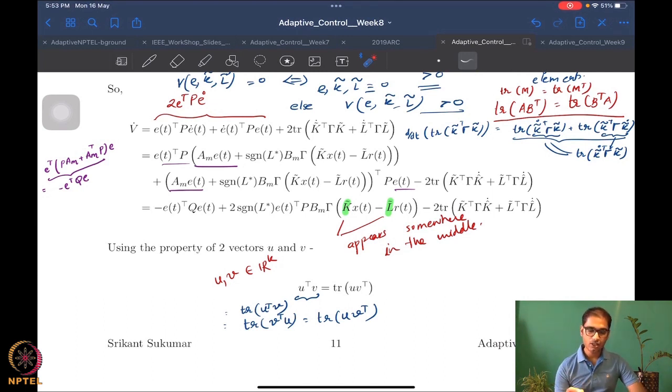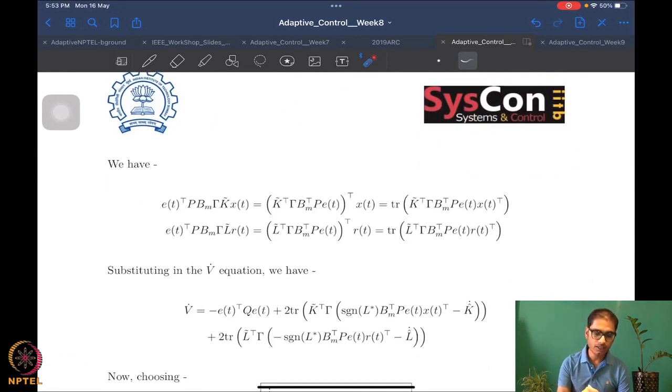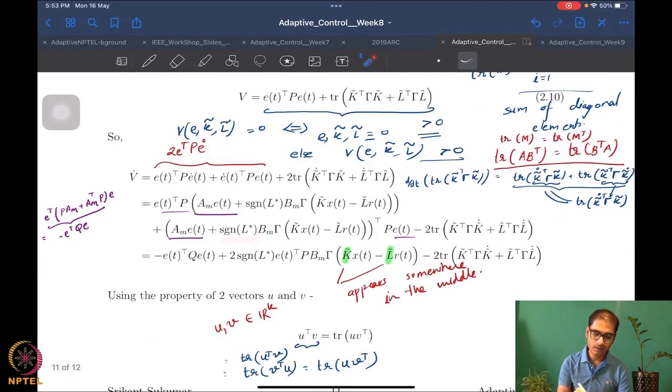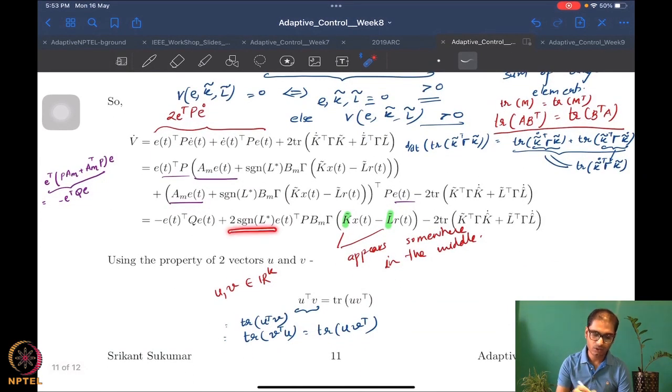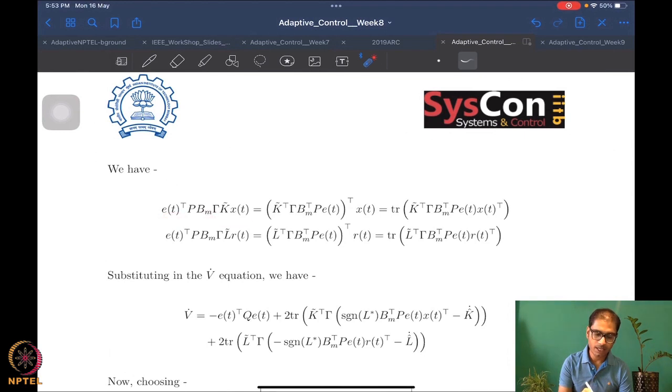All right, so great. Now we have this very nice trace equality, that the inner product is equal to the trace of the outer product of vectors. And that's what we are going to apply to these terms, this term and then this term. So let's look at each of them. For the first term, we don't write the signum L star and all that, but you look at the rest of the term. Basically, we ignore this two signum L star, and look at E transpose PBM gamma k tilde x.